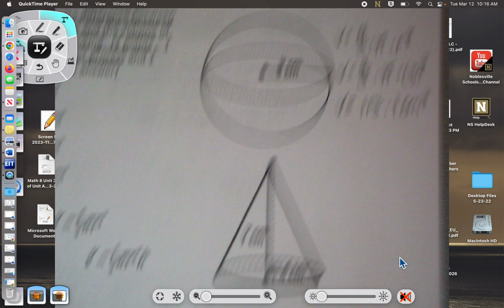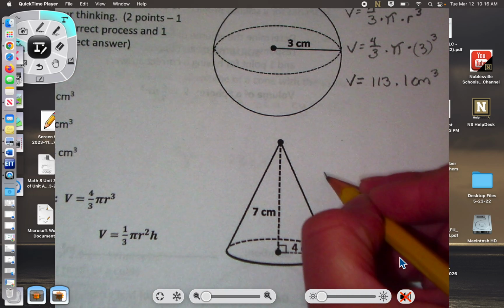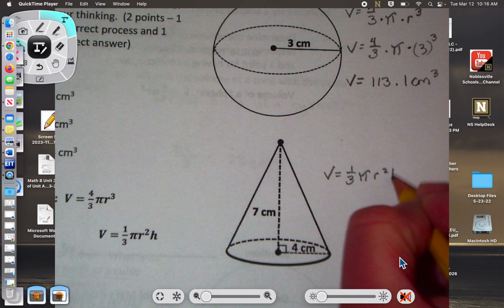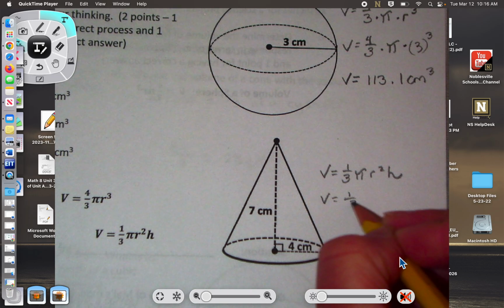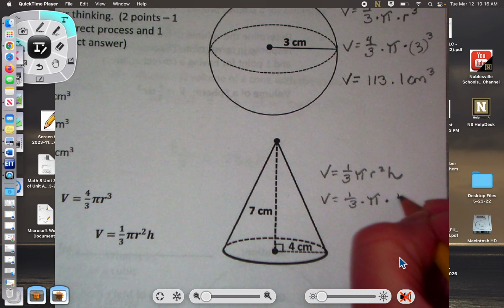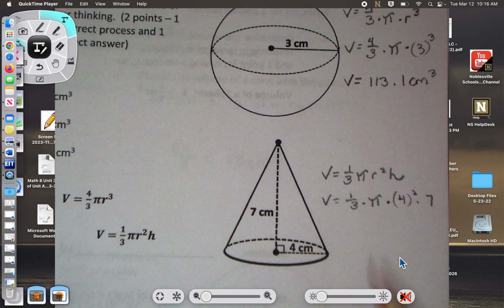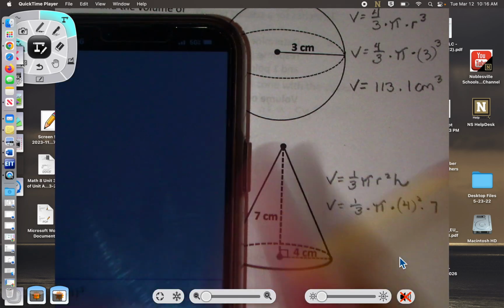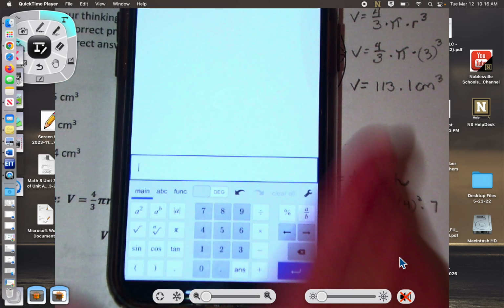Now I'm going to find the volume of the cone. So 2 separate problems. And they tell me this volume is 1/3 pi r squared h. So I'm going to put the numbers in, 1/3 times pi times 4 squared times 7. I got the 4 from here, I got the 7 from the height here.